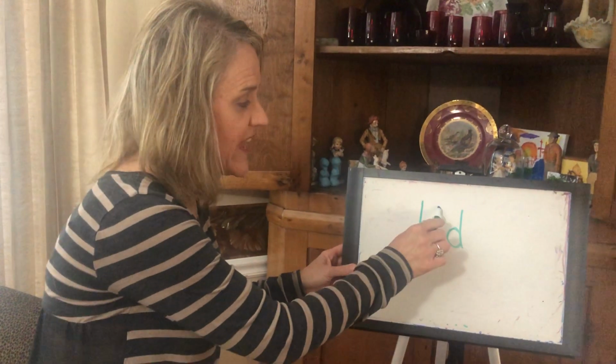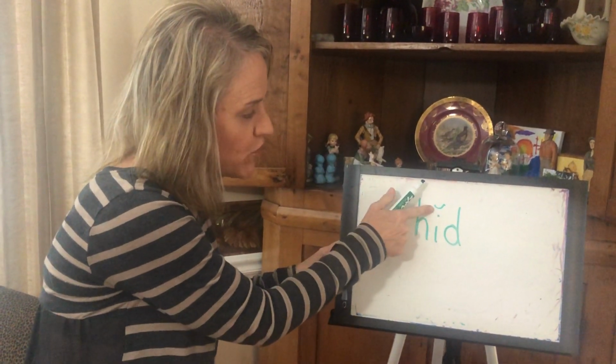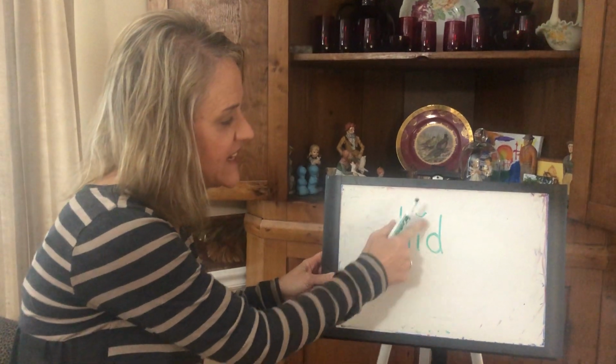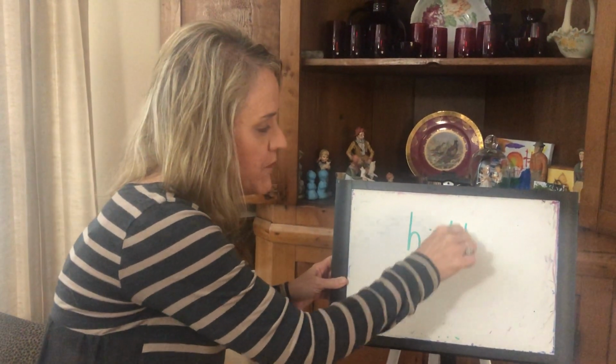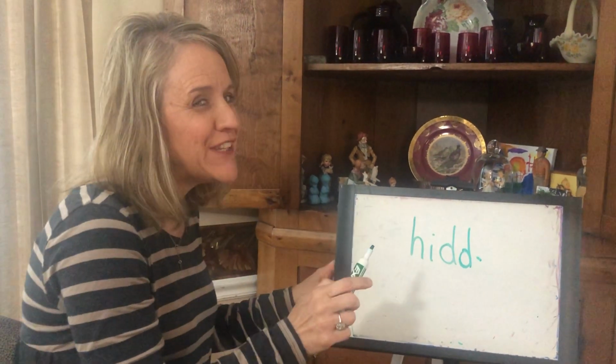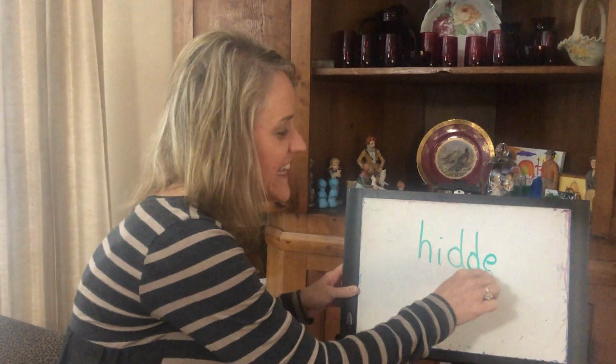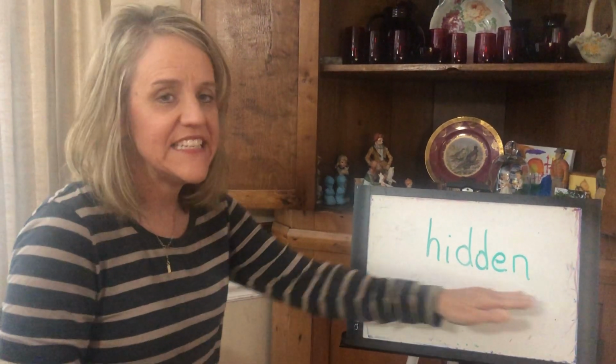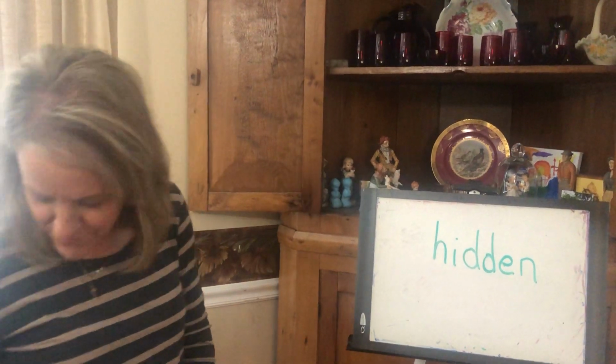When we look at the word, we have a short vowel. That's our symbol for a short vowel, followed by one consonant. So once again, we should have doubled that D, and hopefully you remembered from the last one to add an E-N. Hidden.